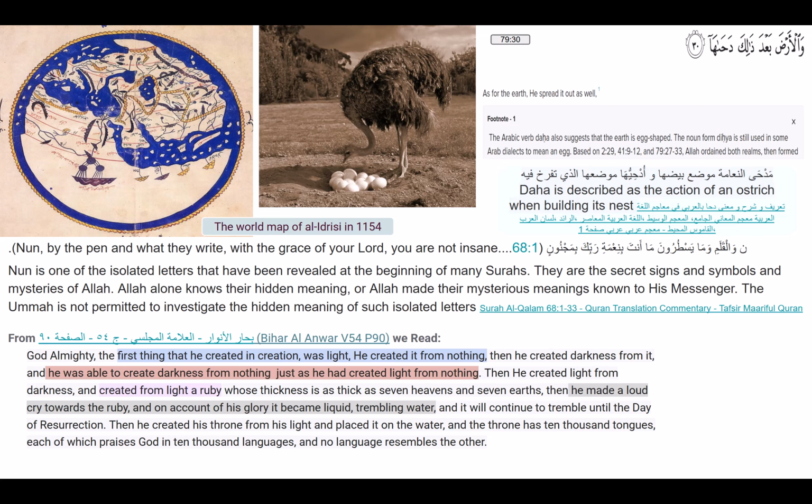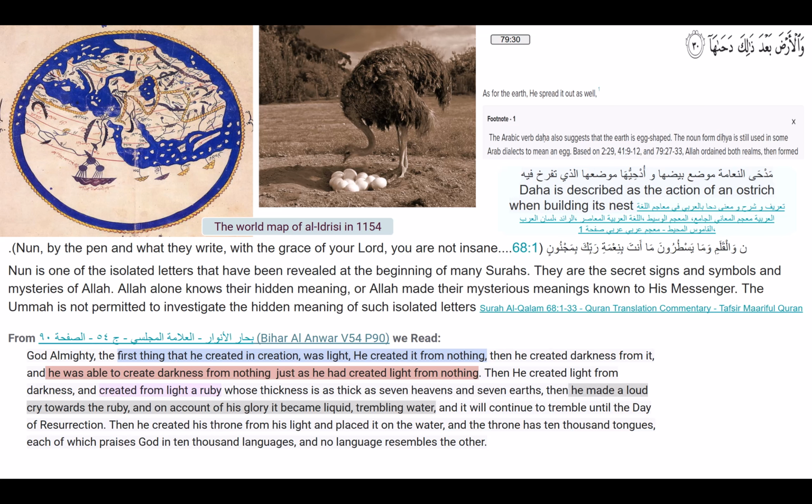And then He made a loud cry towards the ruby. And on account of His glory, it became liquid, trembling water. And it will continue to tremble until the day of resurrection. Then He created His throne from His light and placed it on the water. And the throne has 10,000 tongues, each of which praises God in 10,000 languages. And no language resembles the other.